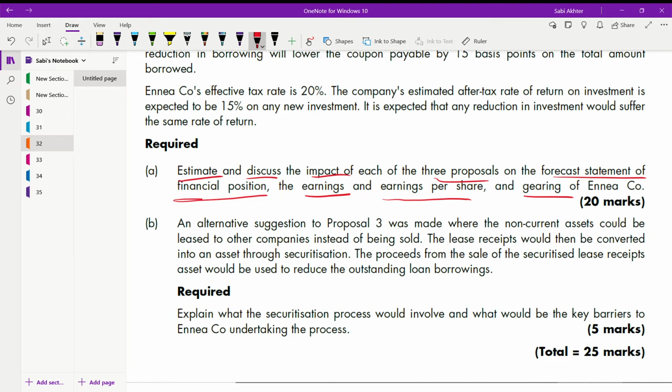Make sure that you know the formula of earnings per share and gearing. Gearing is debt over debt plus equity. Coming to part B. Explain what the securitization process would involve and what the key factors are in undertaking the process. This is a theory question. Make sure you know what securitization is.